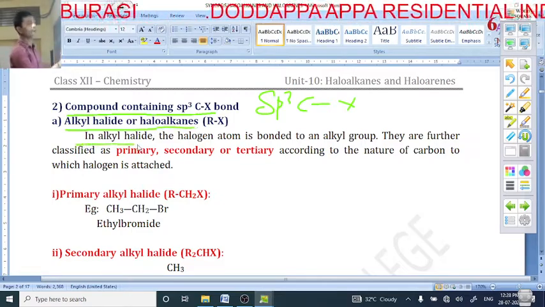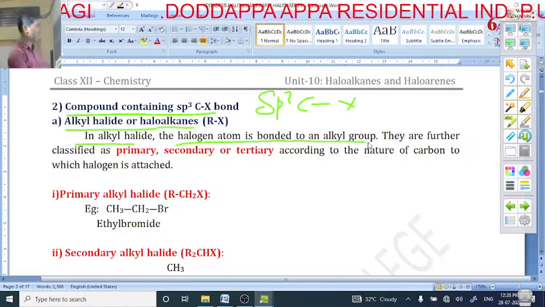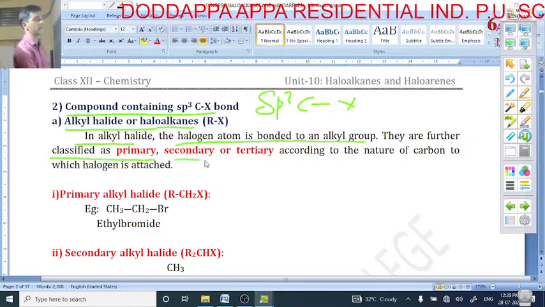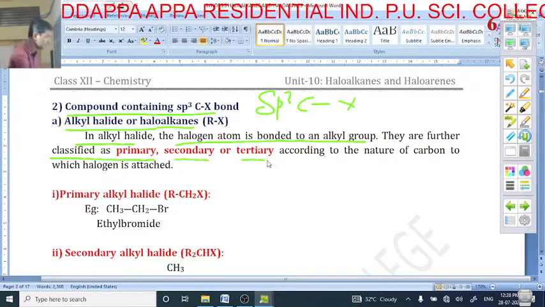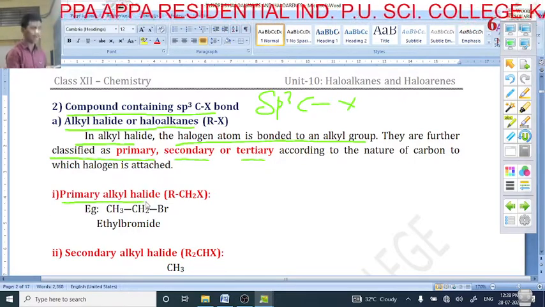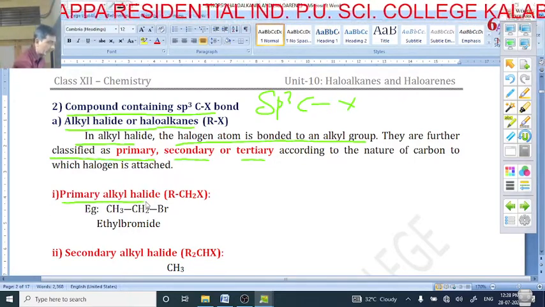In alkyl halide, the halogen atom is bonded to an alkyl group. They are further classified as primary, secondary and tertiary. What is this primary alkyl halide? The primary alkyl halide means what?